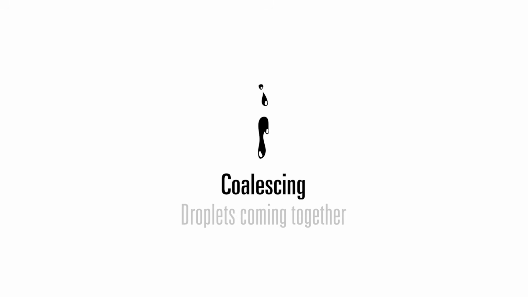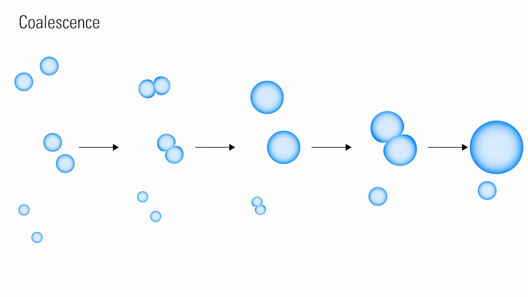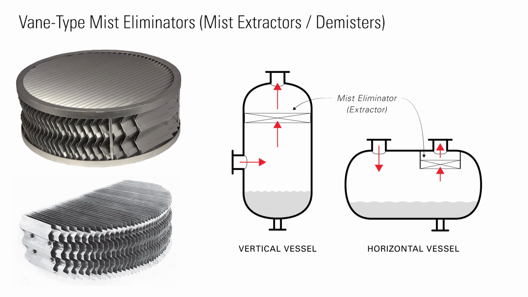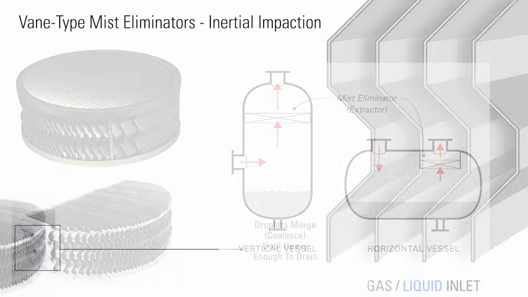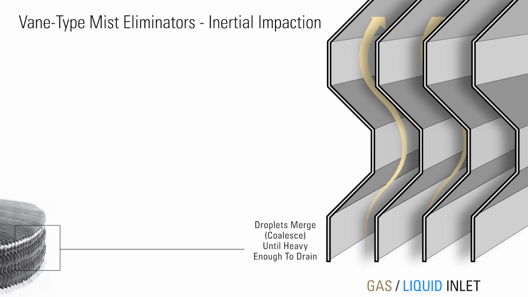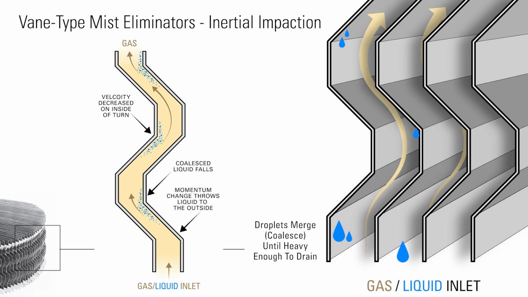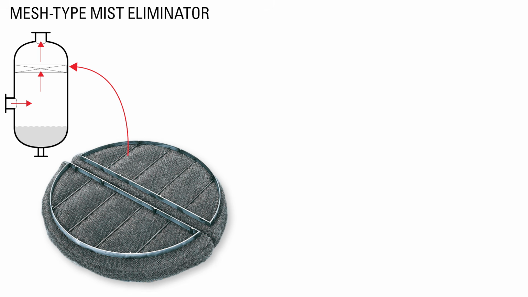Coalescing is related to the agitation process. During coalescence, water droplets come together to form larger drops. In vane-type mist eliminators, droplets are removed from the vapor stream through inertial impaction. The wet gas is forced to change direction, causing mist droplets to strike the vanes and coalesce with other droplets, eventually falling. This inertial impaction also occurs in mesh-type mist eliminators.